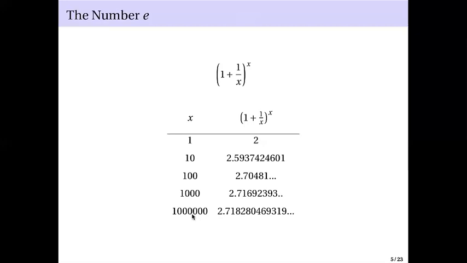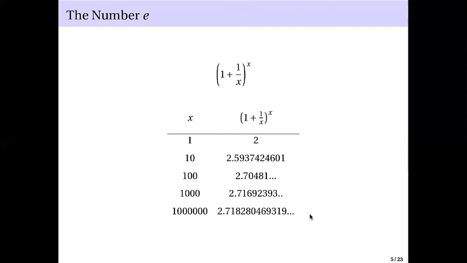And then increase x further. Say this one here, it's 1 million. So if x is equal to 1 million, 1 plus 1 over 1 million raised to 1 million, you will get this number, 2.71828046939, etc.